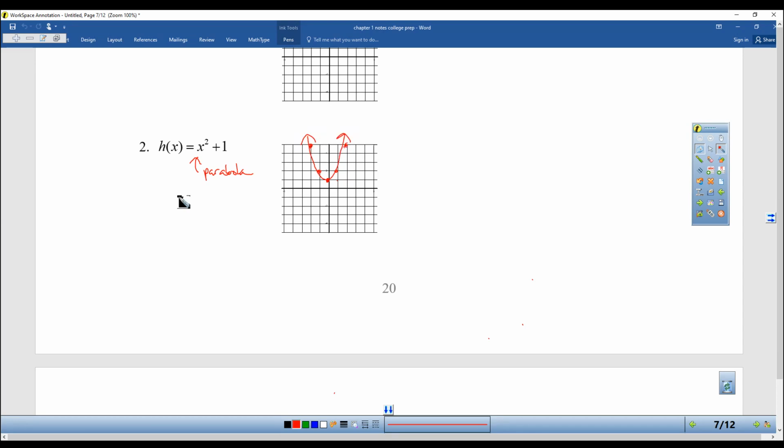Remember that if it had been moved left or right, you would have seen it like this. I just made up the number 3. But this is the number that moves it left or right. So since this one was just an x squared, in other words, it's kind of like x minus 0 squared. That 0 means it didn't move left or right. This number on the outside is what moves it up or down. And so that's what you need to know.